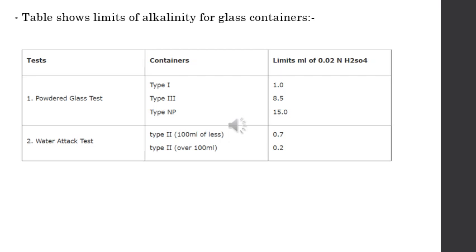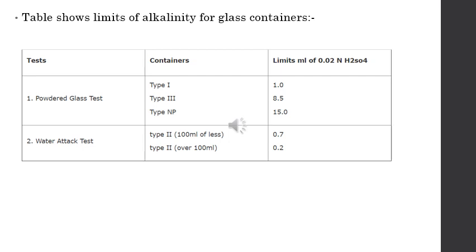If you go through the two tests described earlier, that is the powder glass test and the water attack test, the only difference is that in the first case we are grinding the glass and then treating that solution, titrating it with sulfuric acid. In the second case, we are filling water in the container, it may be a vial, ampule, bottle, anything. So that complete volume we are taking and titrating with sulfuric acid after autoclaving.